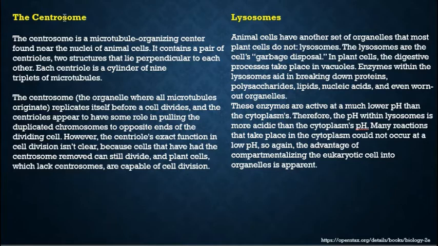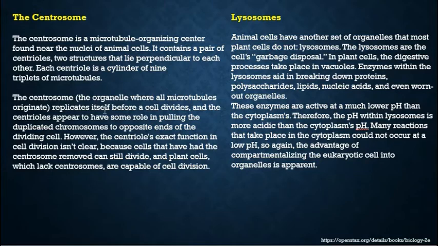Next is the centrosome and lysosome. These are present in animal cells. Centrosome is a microtubule organizing center found near the nuclei. It contains a pair of centrioles which each contain 9 triplets of microtubule. We will discuss about microtubules in the later part of this class.